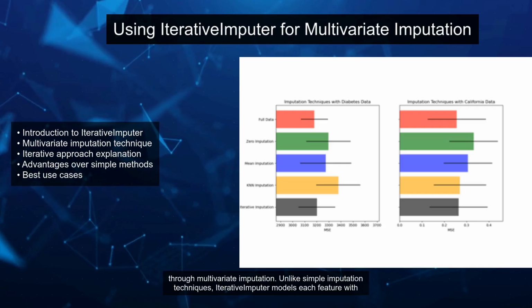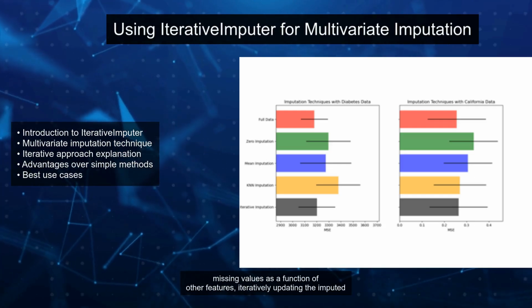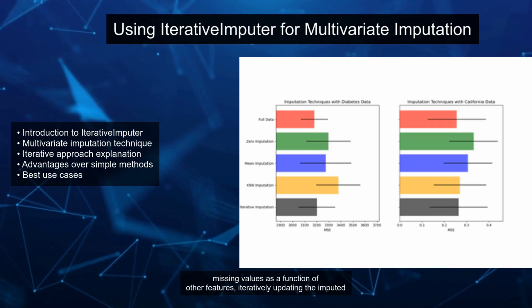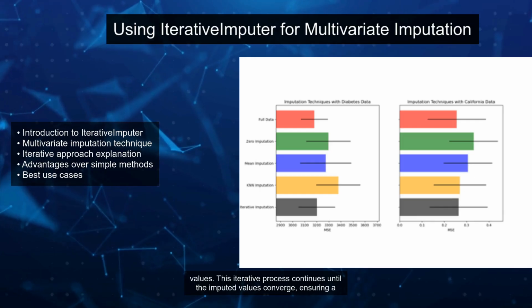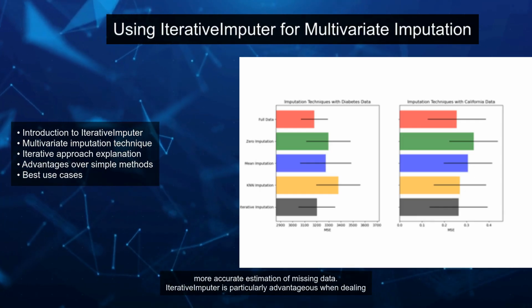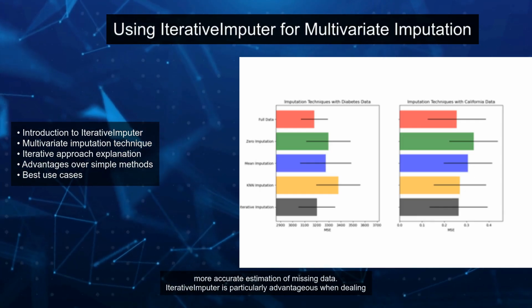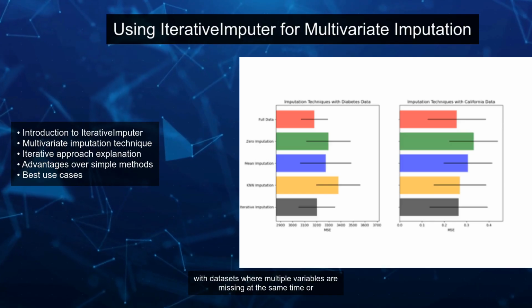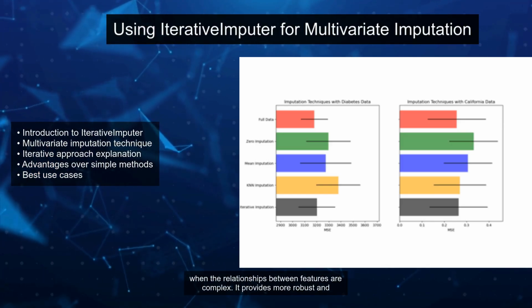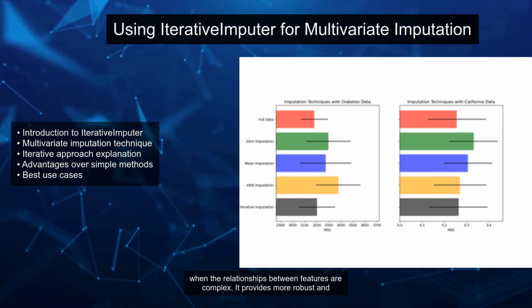Unlike simple imputation techniques, IterativeImputer models each feature with missing values as a function of other features, iteratively updating the imputed values. This iterative process continues until the imputed values converge, ensuring a more accurate estimation of missing data. IterativeImputer is particularly advantageous when dealing with datasets where multiple variables are missing at the same time or when the relationships between features are complex.